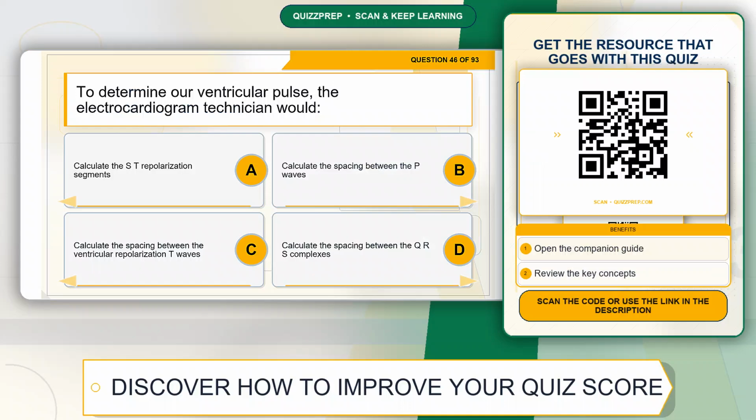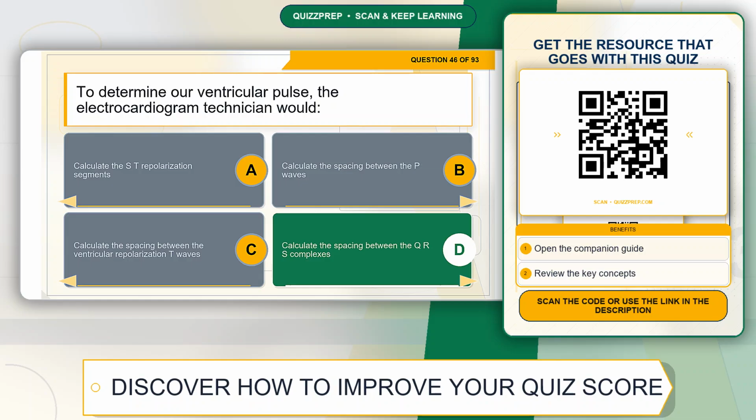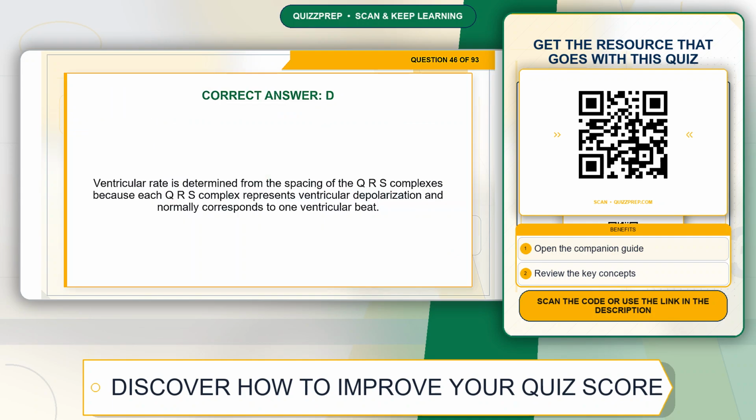Question 46. To determine our ventricular pulse, the electrocardiogram technician would: Option A, calculate the ST repolarization segments. Option B, calculate the spacing between the P waves. Option C, calculate the spacing between the ventricular repolarization T waves. Option D, calculate the spacing between the QRS complexes. The correct answer is option D, calculate the spacing between the QRS complexes. Explanation. Ventricular rate is determined from the spacing of the QRS complexes because each QRS complex represents ventricular depolarization and normally corresponds to one ventricular beat.